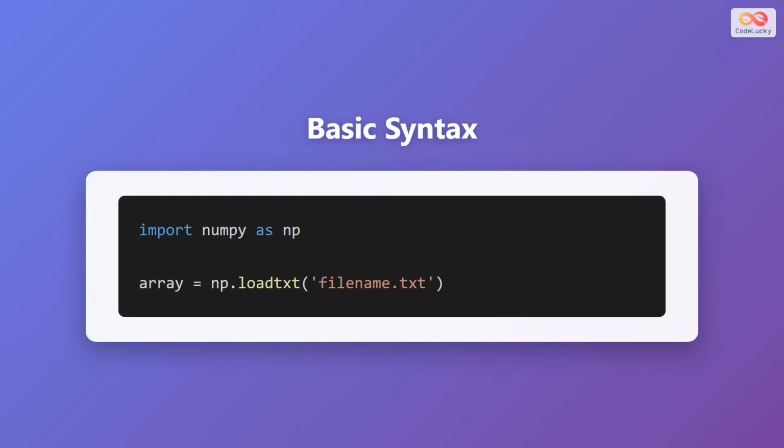The basic syntax is straightforward. First, import NumPy as np. Then, call np.loadtxt with the file name as a string argument. The function returns a NumPy array that you can assign to a variable. This is the simplest way to load data from a text file.